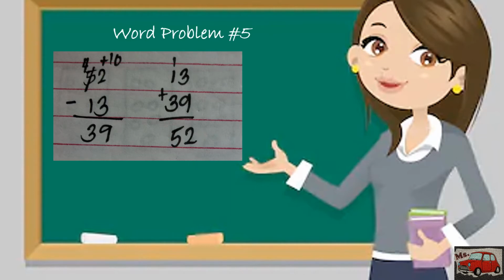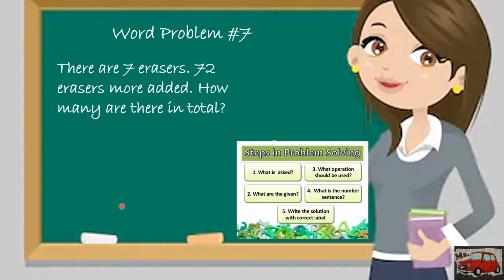Word problem number 7. There are 7 erasers, 72 erasers more added. How many are there in total? So let's use this to answer this problem. So first, what is asked? So the question is how many are there in total? Second, what are the given? So we have 7 erasers and then 72 erasers more added.